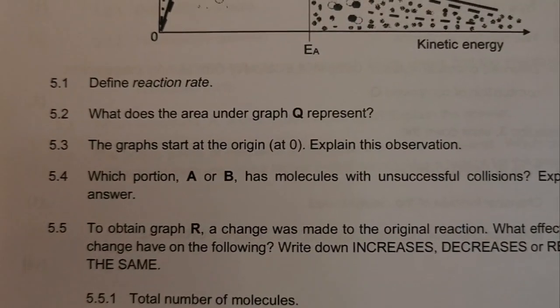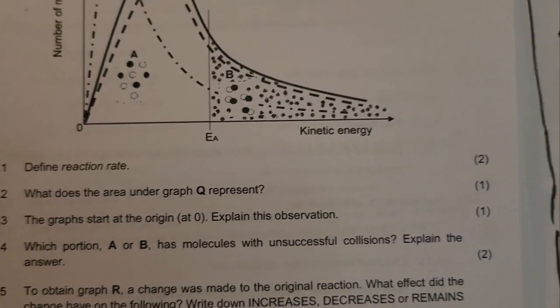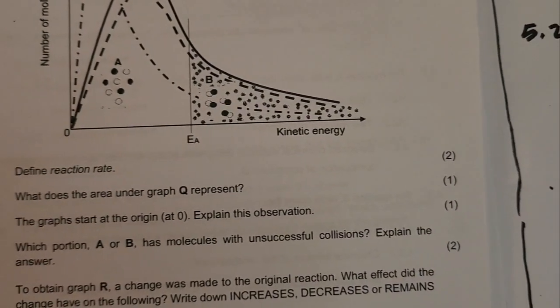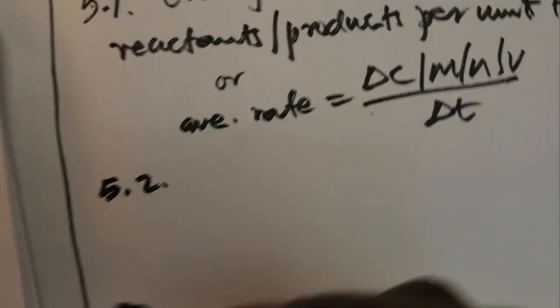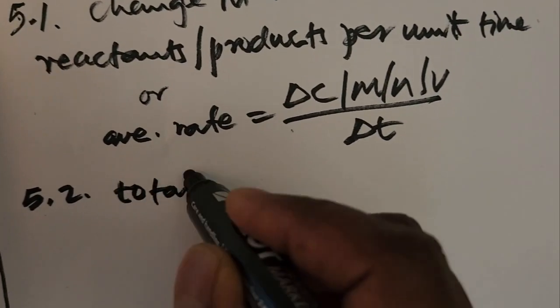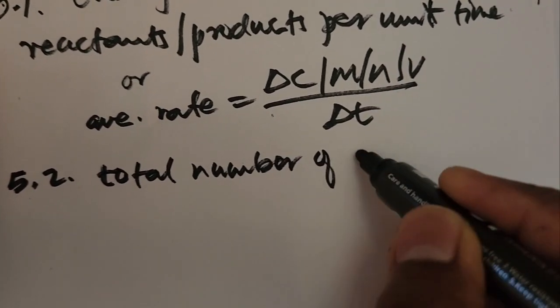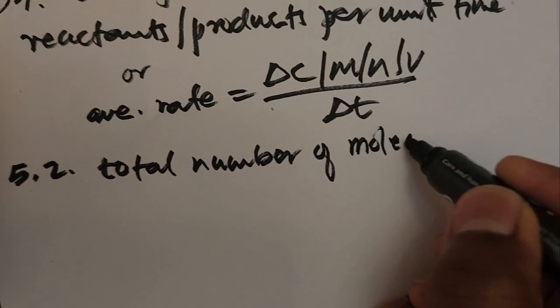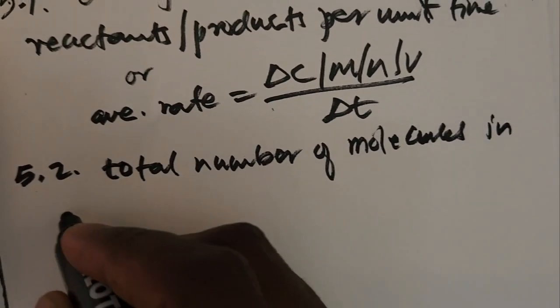Now, what does the area under the graph Q represent? All the areas under Q, under P, under R will be representing the total number of molecules in the system.